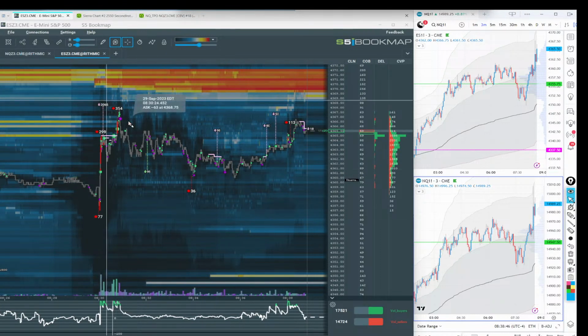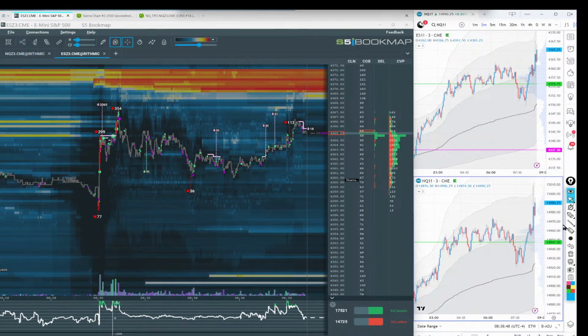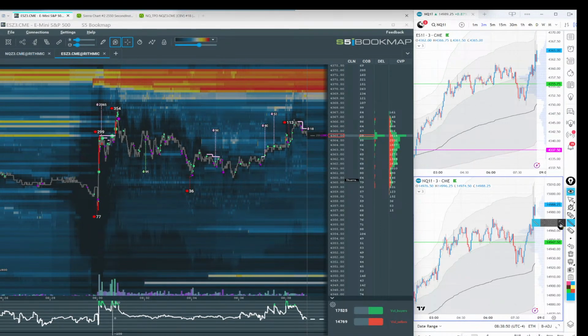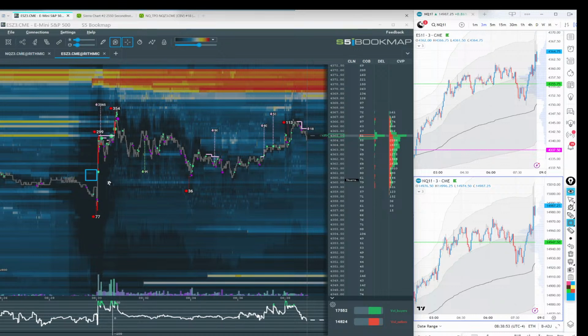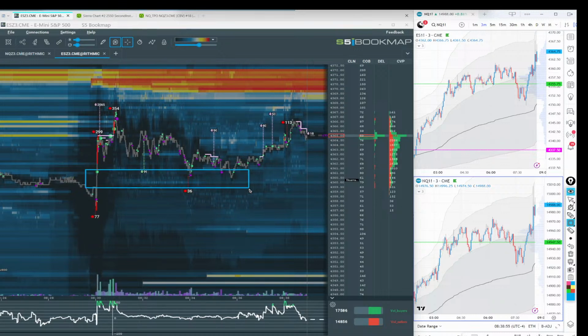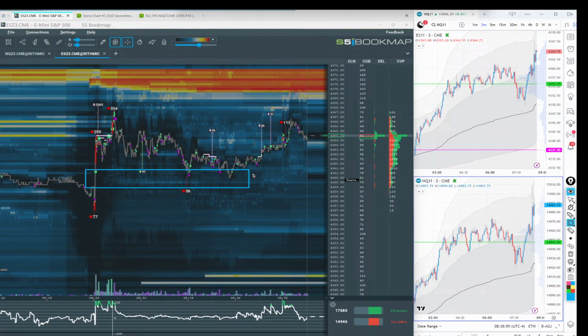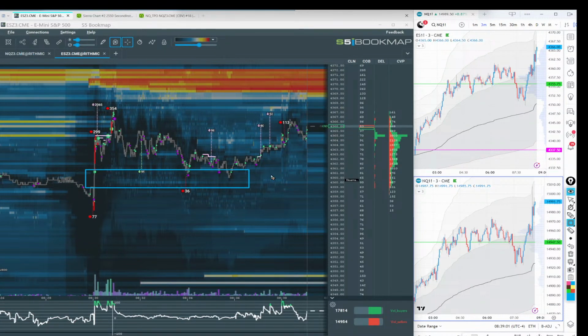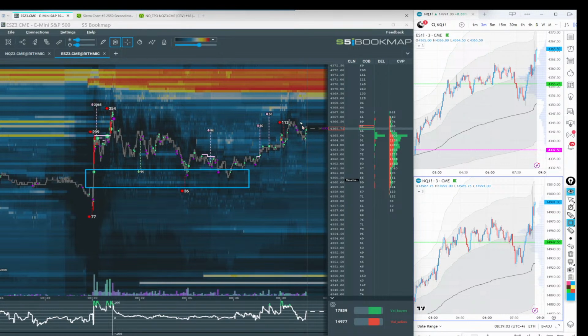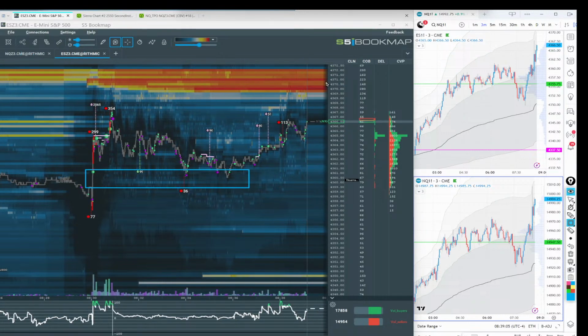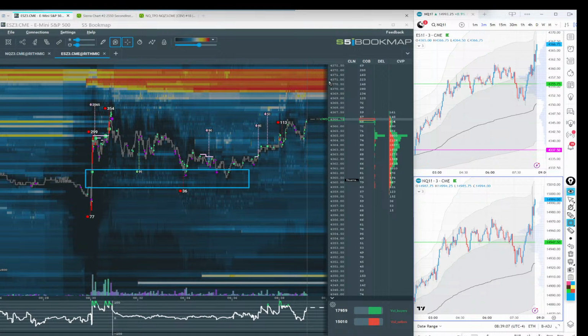So you can see that this pullback here, we drag a line across, maybe we'll just do a rectangle. The scene of the crime is effectively here, basically this part here, and this was a pullback to the scene of the crime. So maybe you're a pullback trader and you take it back there, and maybe this liquidity up above is helping you with your major targets.